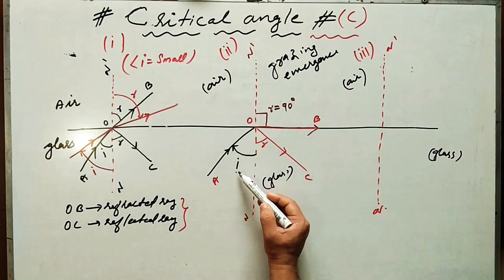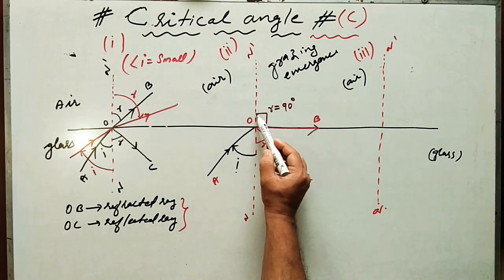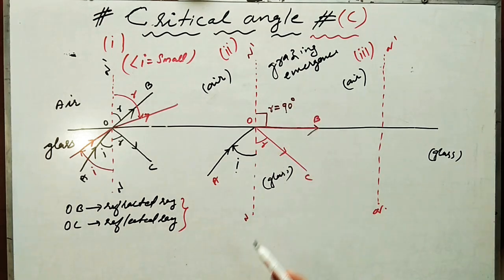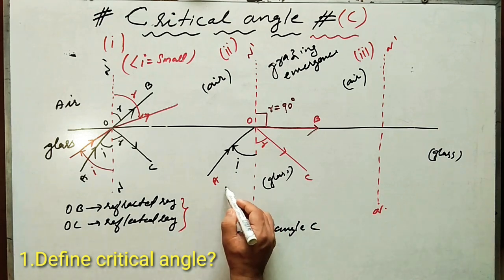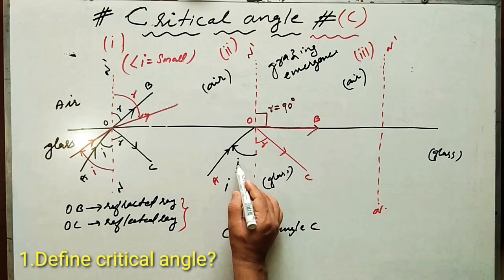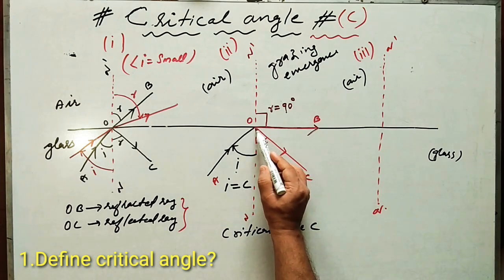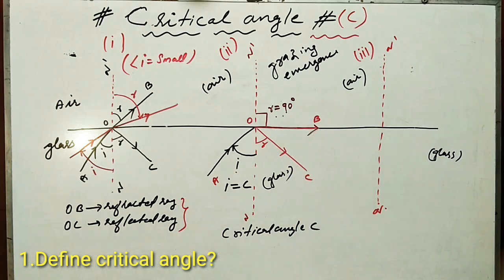This particular value of angle of incidence, corresponding to which the angle of refraction is 90 degrees in the rarer medium, we call the critical angle, C. Here I can write: a particular angle of incidence equal to the critical angle, corresponding to which the angle of refraction is 90 degrees, or maximum, in the rarer medium. We call it the critical angle.